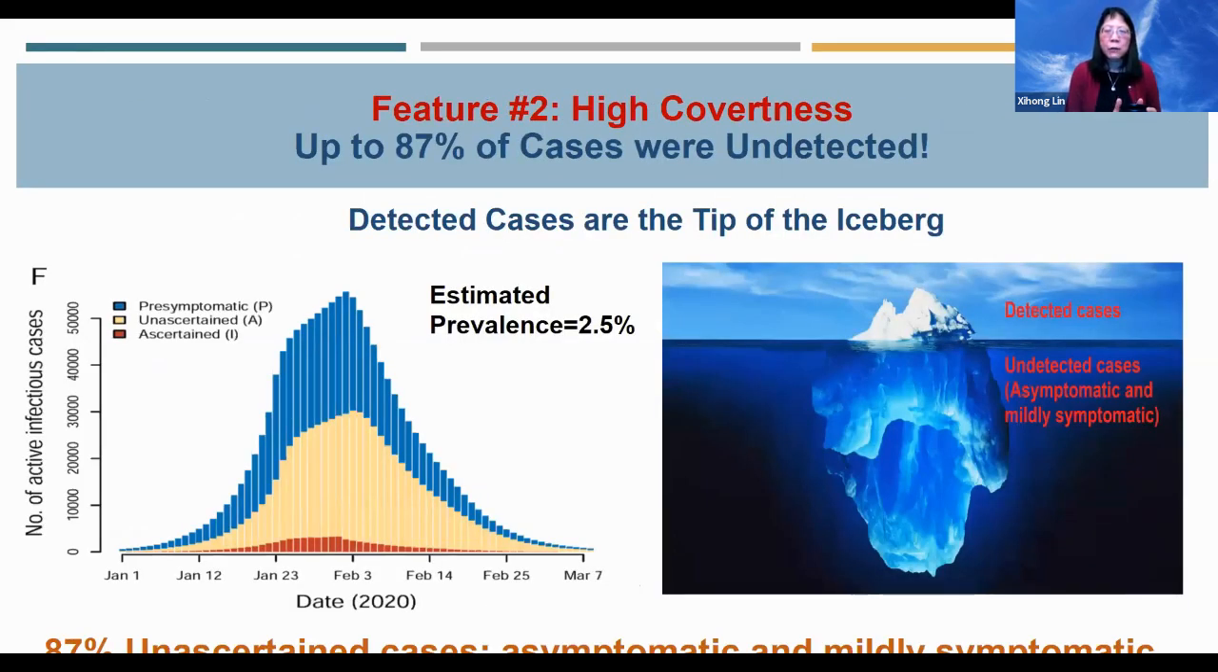The second feature of the COVID data we found is that it is highly covert. Using this model, we estimated 87% of the cases were undetected. What that means is the detected cases were only the tip of the iceberg. You can see the red part indicates the ascertained cases, and the yellow part indicates the unascertained cases. By including both the yellow and the red, the estimated prevalence in Wuhan is about 2.5%. Comparing this result with the antibody studies, the prevalence in Wuhan is about 3%. So it's pretty close. Most of the unascertained cases were asymptomatic or mildly symptomatic cases.